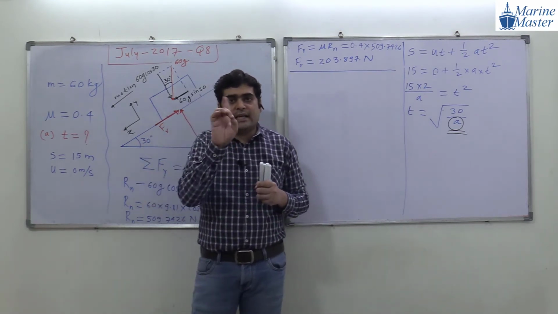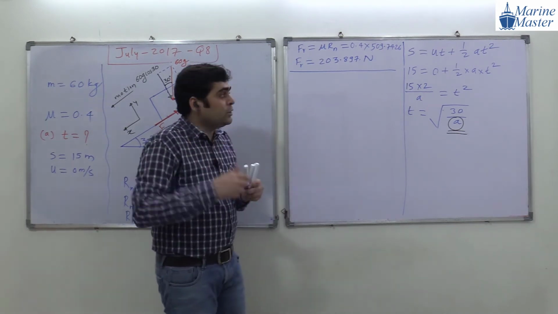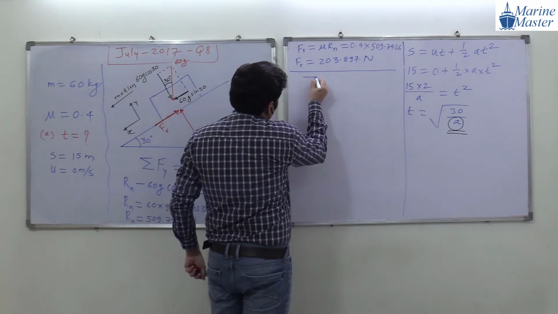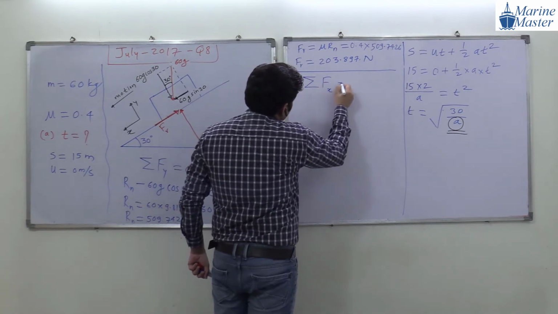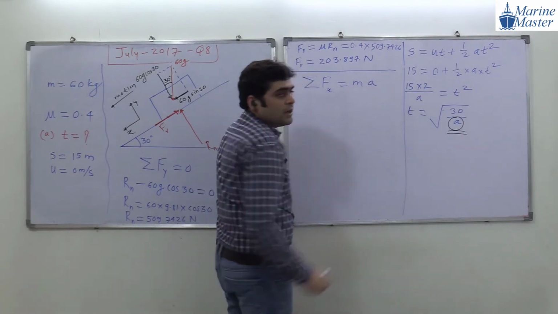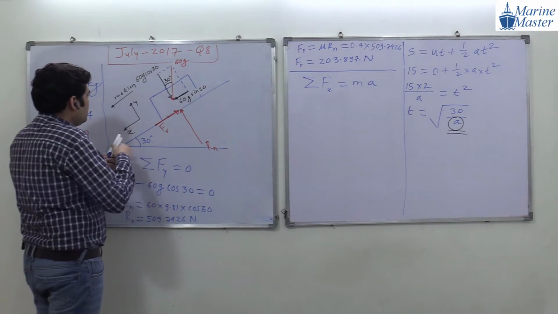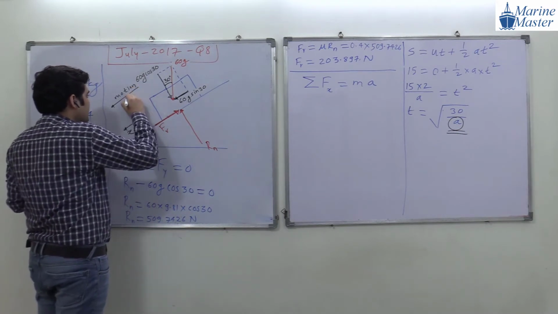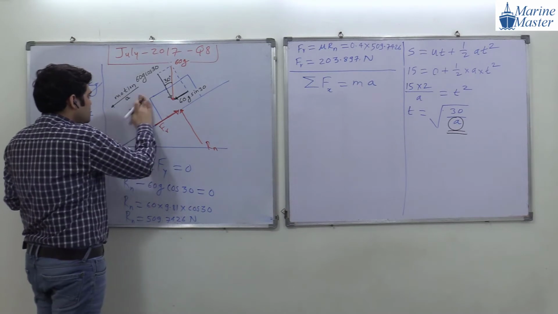So here we can't take summation of forces in x direction equal to 0. So by Newton's second law of motion, summation of forces in x direction will be equal to ma, mass into acceleration, because along the direction of motion there is a direction of acceleration. Okay, guys, here I am drawing a. Please try to see the scenario here.